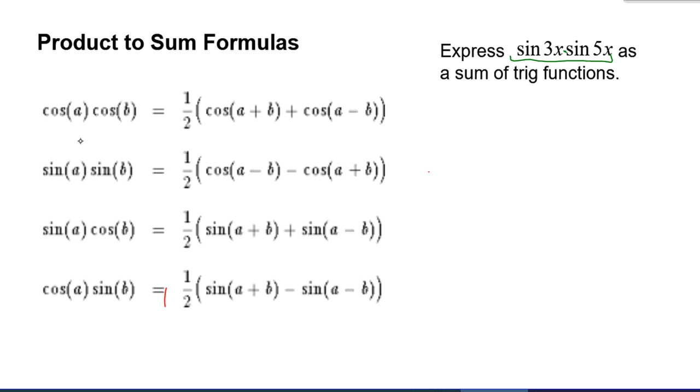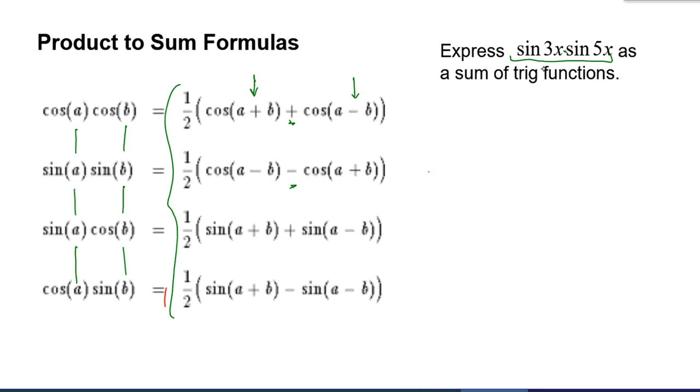So the formulas, you'll notice the angle A is the first one, B is the second one, and there's either cosine times cosine, sine times sine, sine times cosine, or cosine times sine. And then these are their respective pieces. Notice that now we're going to add or subtract those two angles together and put them into either adding the two trig functions or subtracting the two trig functions.